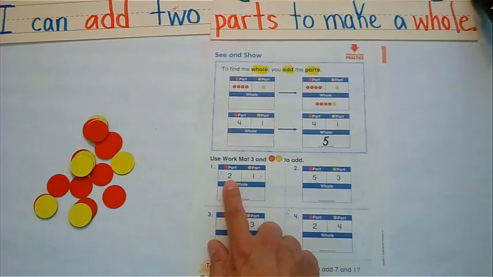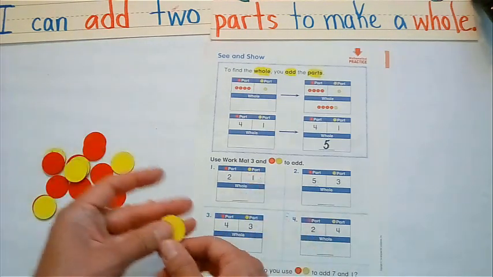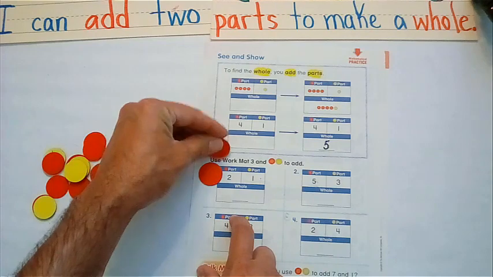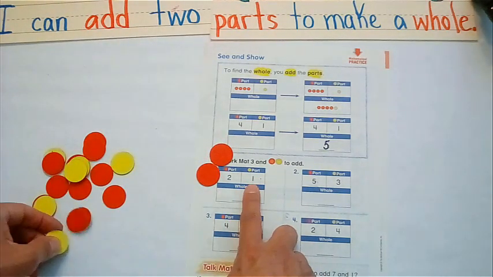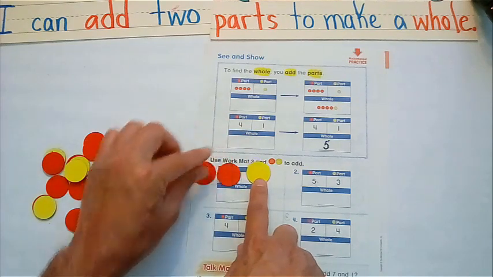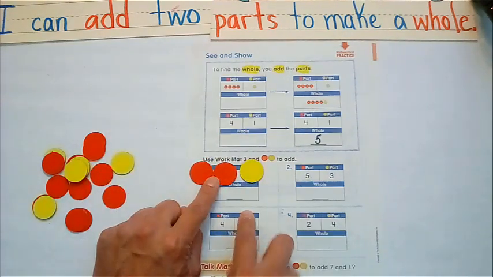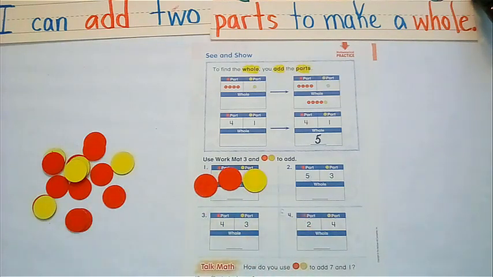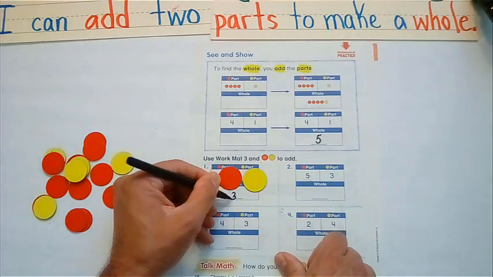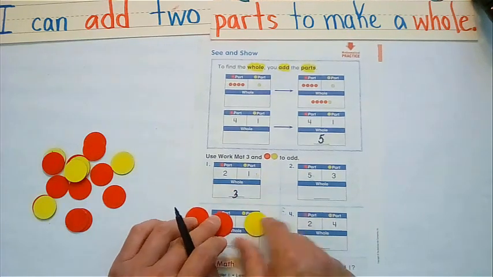It says there's 2 parts right there. So I'm going to put 2 dots. Okay? And it says 1 part right here. So I'm going to put a dot right there. So if I have 2 parts and 1 part and I put them together, what's the whole? That's right, 3. So 3 is the whole.